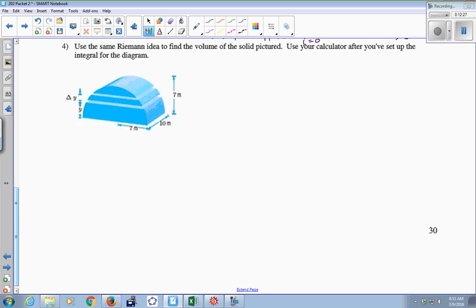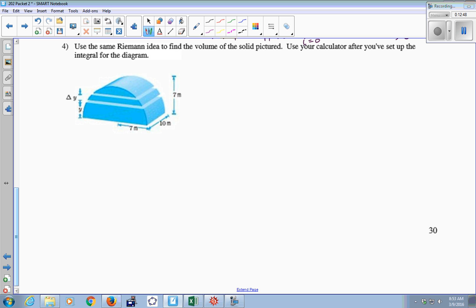All right, let's do one more example. This one's a little bit different in that I'm finding volume this time and not area. So I'm trying to find the volume of this irregular shape. We'll set up the integral. We're not going to do the antiderivative and plug in. We'll just use our calculator once we have the integral set up.